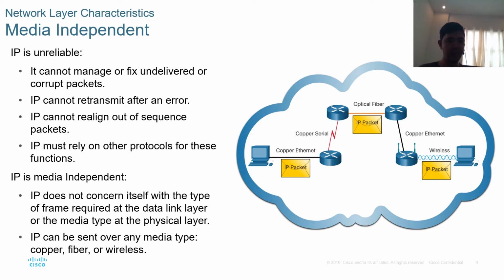IP is unreliable. Those items that were discussed here are roles of TCP. For example, it does not have the means to manage corrupt packets, cannot retransmit, or cannot identify the sequence of the packets. The one that does the sequencing of the packets, resending, and managing corrupted packets is TCP.